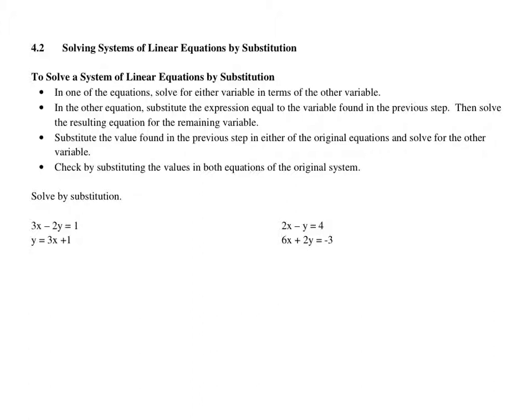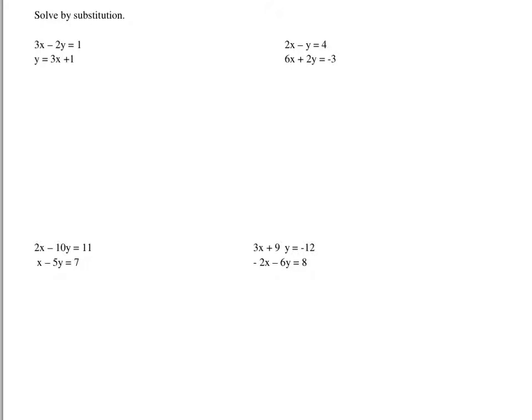In one of the equations, we solve for either variable in terms of the other variable. In the other equation, we substitute the expression equal to the variable found in the previous step and solve the resulting equation. Substitute the value found in the previous step in either original equation and solve for the other variable. Check by substituting the values in both equations of the original system. Boy, that sounds complicated, but it's really easy.